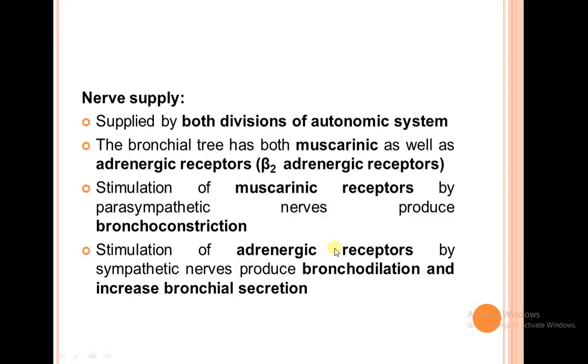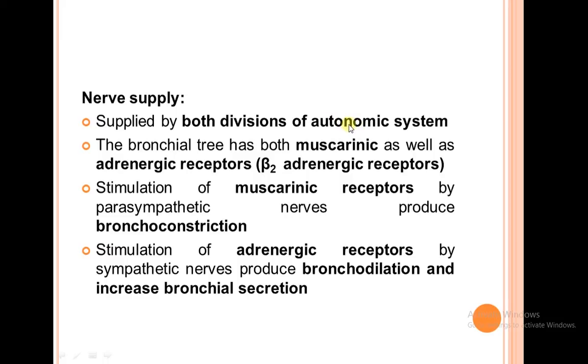Now coming to the nerve supply of the lungs. While discussing the physiological anatomy of the lower respiratory tract, we have learned that there are smooth muscles present in the walls of the airways, and as the airways become smaller and smaller in their diameter, the number of smooth muscles increase till the stage of the respiratory bronchioles. Now these smooth muscles in the walls of the airways are innervated by both divisions of the autonomic nervous system. Now autonomic nervous system has two divisions, the sympathetic division and the parasympathetic division.